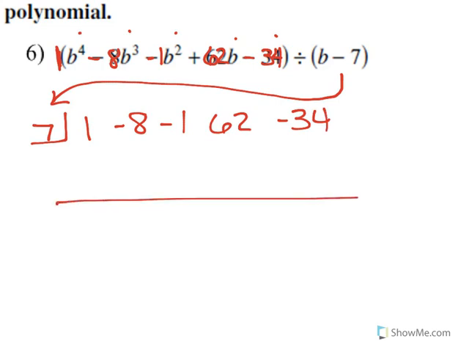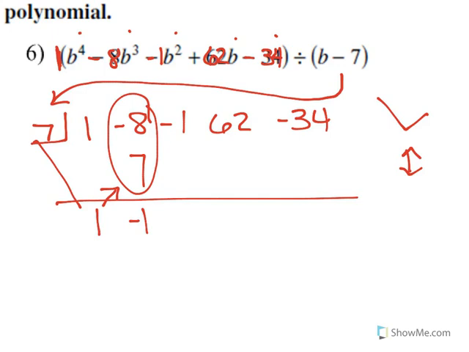Skip a line and draw a line. Now bring down your 1, and now we start to multiply in a V and add our columns together. So after you do that, now you got 7 times 1 is 7, and then your answer goes up here and becomes a 7. Negative 8 plus 7 is going to give us negative 1. All right, 7 times negative 1, now we're multiplying the 7 times this number right here, and that's going to give us negative 7. Add your columns together. Negative 1 plus negative 7 is negative 8.